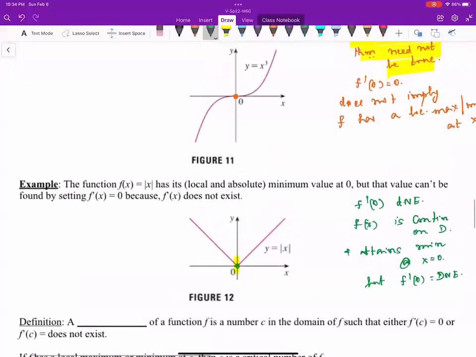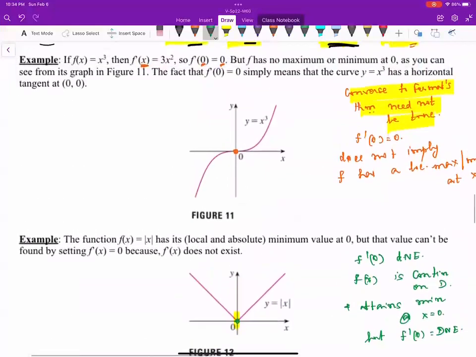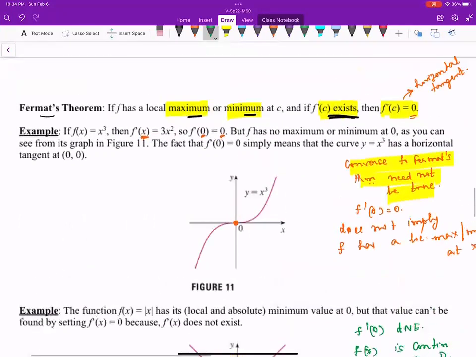So in these two examples, what we are trying to say is that Fermat's theorem is only one way true. If f has a local max or min at c, and if the derivative exists as well, then the derivative will be equal to 0.